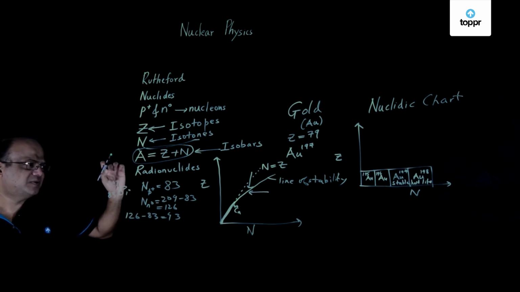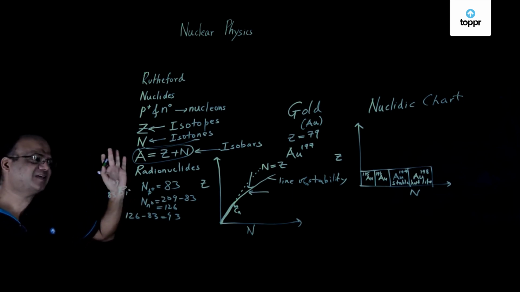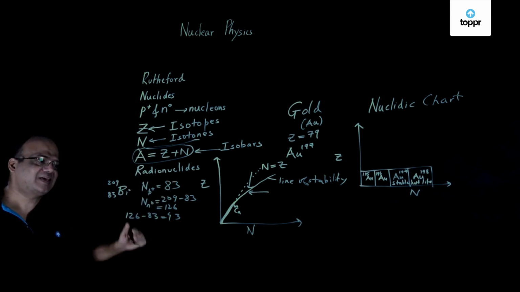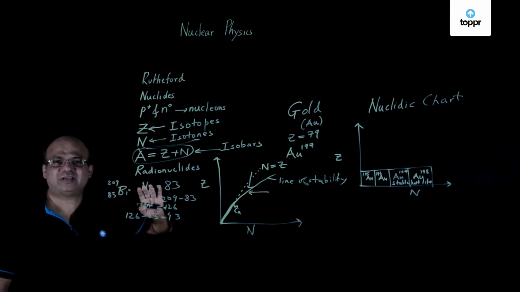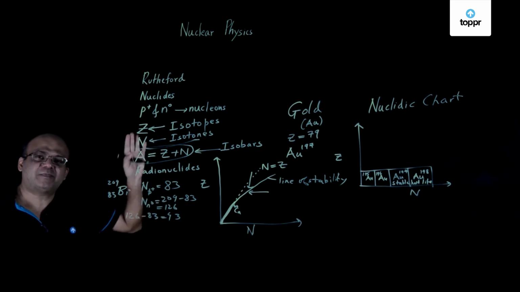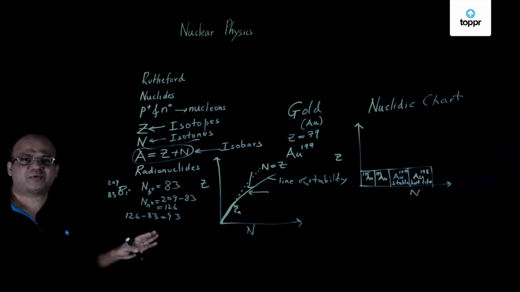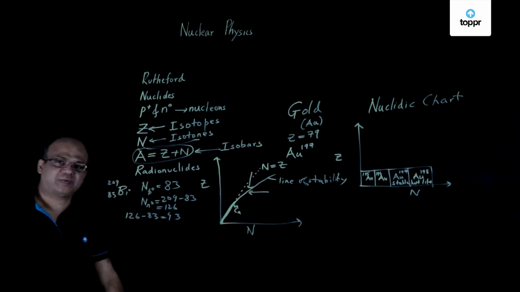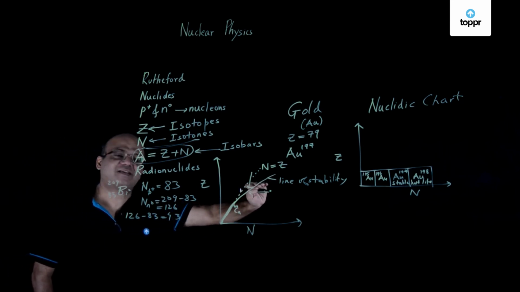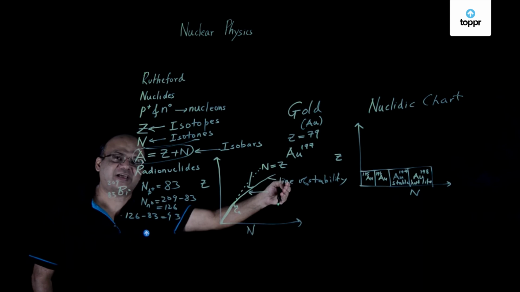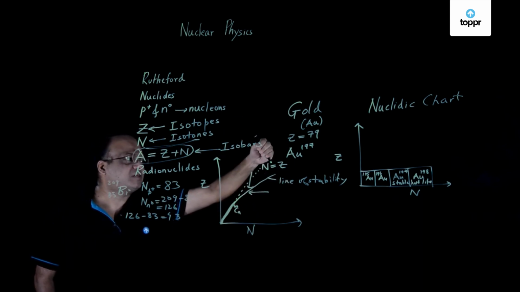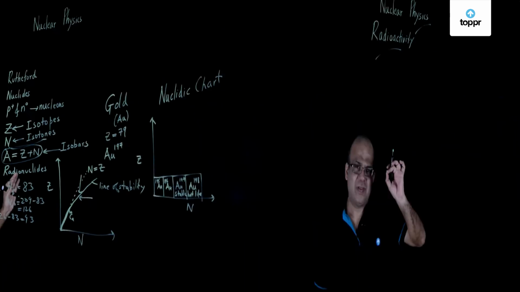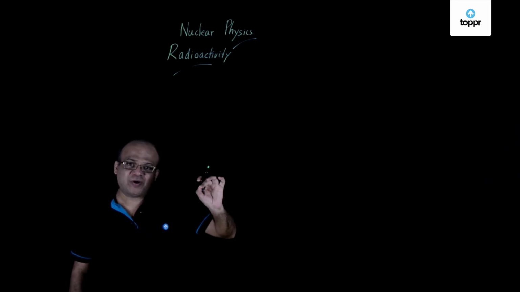Now, the heaviest stable nuclide is bismuth, mass number 209, atomic number 83. Anything heavier than this will always be radioactive. Up to calcium 40, number of protons are almost equal to number of neutrons for stability, and this is what is called line of stability. Near this line, if a nuclide is here, it will be stable. Far away from this line, it will be radioactive. Radioactive disintegration will always try to bring nuclei closer to the line of stability. In this lesson, we are going to learn about radioactivity.